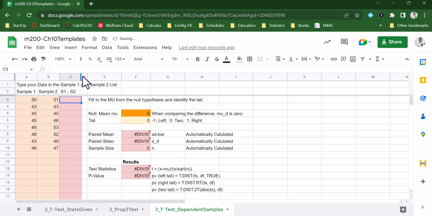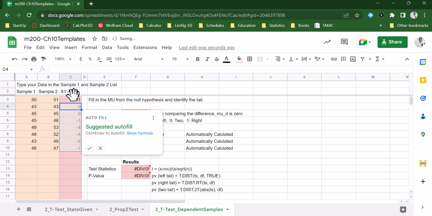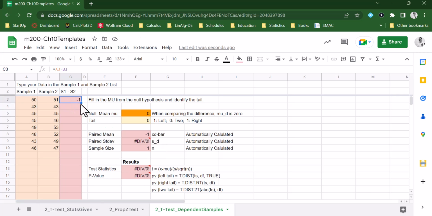So let's clear that and say from here I want to hit equals. I'll click on that first element in the first sample, the minus sign, and then I'll click on the first element in the second sample, and I'll press enter. Here they suggest autofill. I think I'd like to control it myself, so I go back to the first cell and then I click and drag down until I finish the last one.